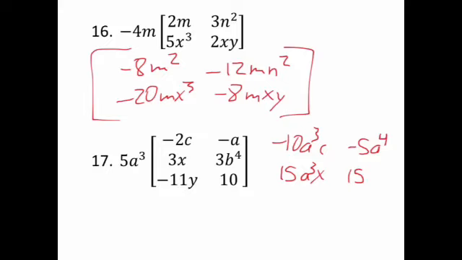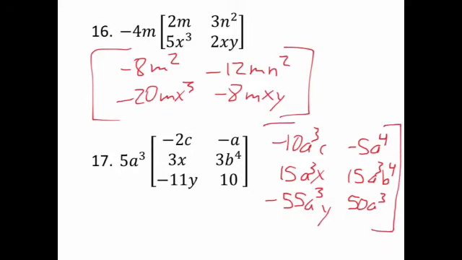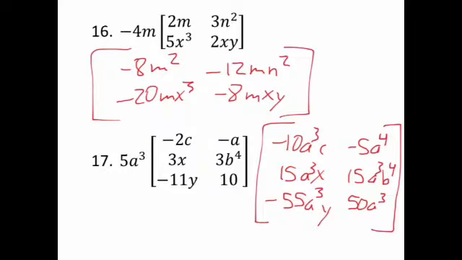Oh, let's do the a's first. We'll do it alphabetical: a to the third, b to the fourth. And then negative 11y times 5a cubed is going to give us negative 55a to the third y, and then times that 10, you're going to get 50a to the third, and that is going to be the entire matrix right there. There we go. And I believe that's all the assignment, all in just 12 minutes.